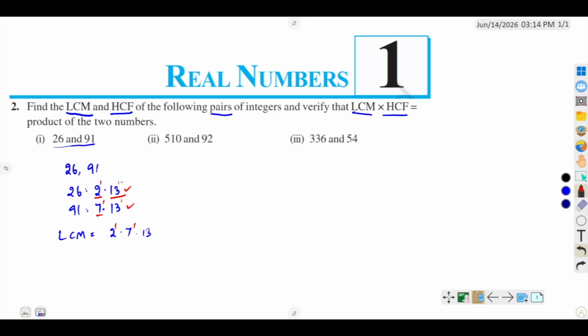Then 13 is the common factor. We have to take the highest power in this common factor. The common factor is 13 and its highest power is 1, right? Both have power 1, so the highest power is 1. So if I multiply all three together, I'll get 182. This is the LCM.